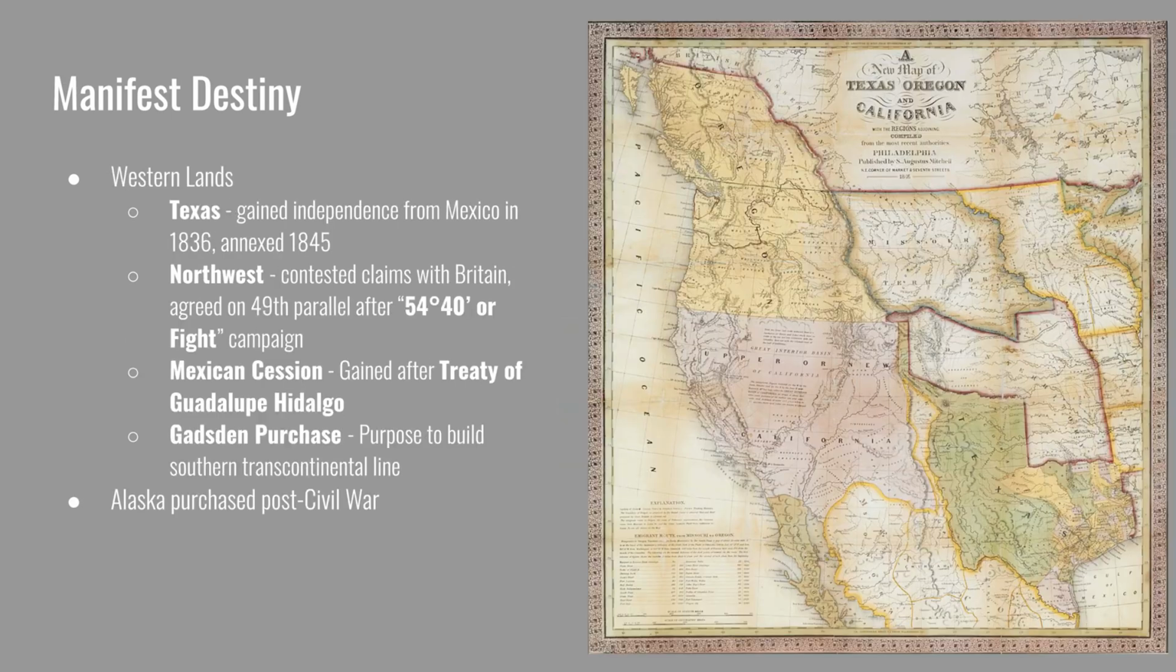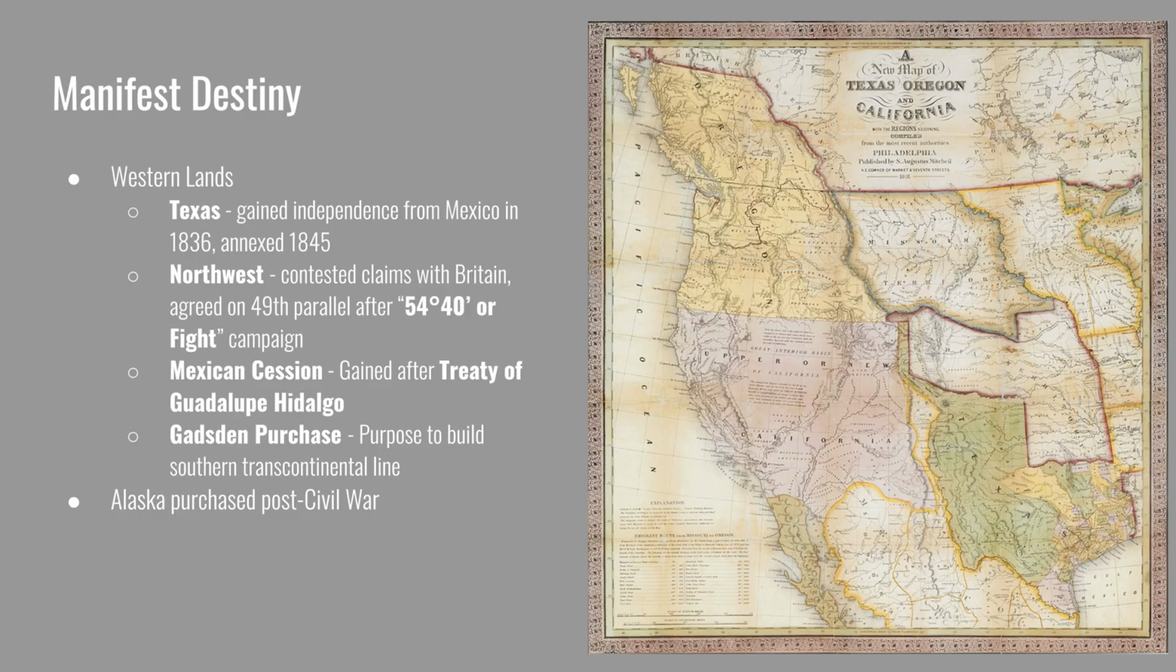A rundown of territorial acquisitions is as follows. Texas is annexed in 1845, 9 years after achieving independence from Mexico. A treaty with Britain clears up the contested territory in Oregon, and then the territory is split in half, and the new boundary between the U.S. and British Canada is the 49th parallel.